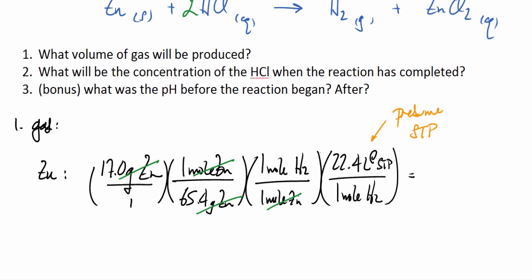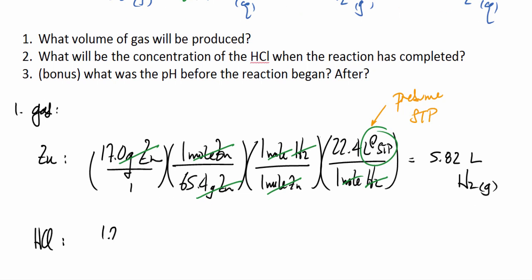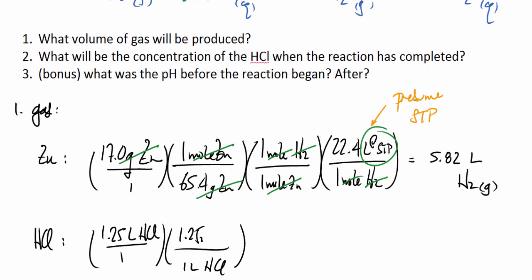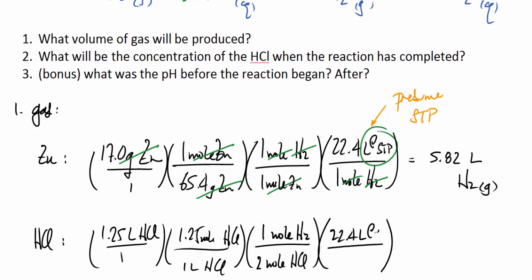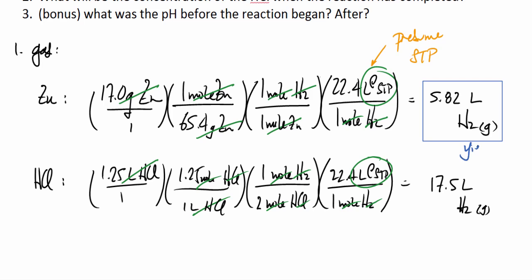Check that the units are working out. They do. Moles of hydrogen at the end, and we wind up with liters. So 5.82 liters of hydrogen gas would be produced if all that zinc were used up. Let's look at the hydrochloric acid now. 1 1/4 liters, 1 1/4 moles per liter. There's 2 moles of hydrochloric acid here for every 1 mole of H2 that's produced. And again, 22.4 liters at STP. If all the hydrochloric acid were to be used up, after checking units, we see we would get 17.5 liters of hydrogen gas. So there's a few things to notice here.